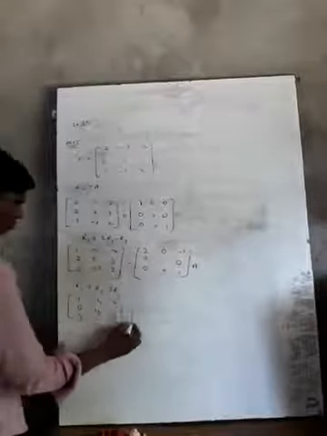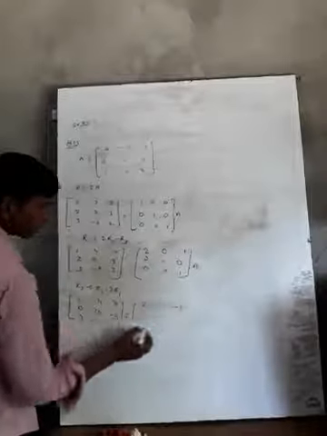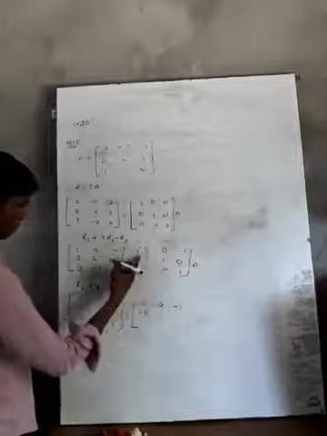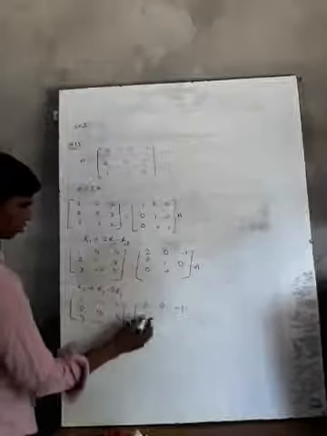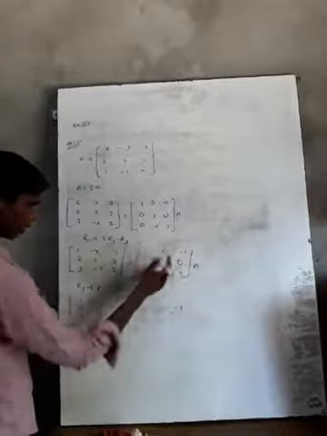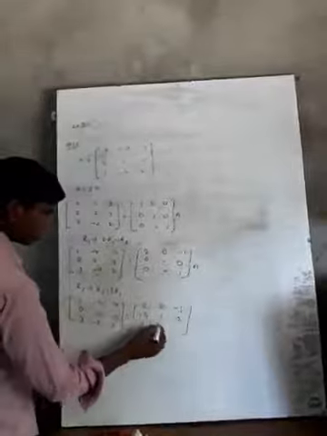Then 3 minus 2 2 equal to 2 0 minus 1, 0 minus 2, minus 2, 1 0 minus 4, 1 minus 0, 1 0 minus 2 plus 2, 0 0 1.